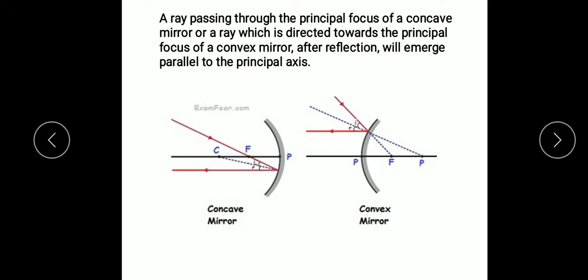Now let us see the next rule. The rays coming through the focus of a concave mirror, or coming towards the focus of a convex mirror, become parallel to the principal axis after reflection from the mirror. So this is the second rule.